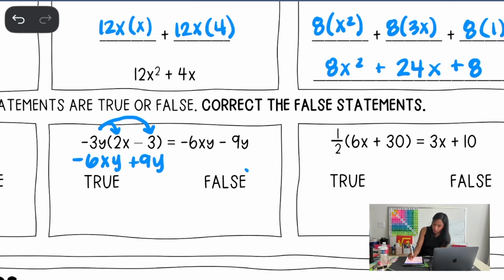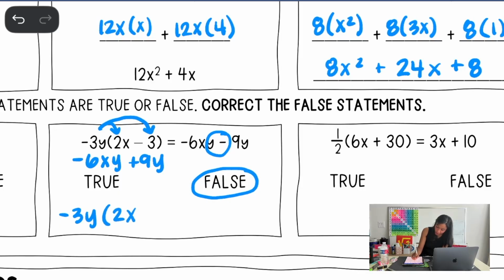This is actually going to be false. And that is because theirs has a negative 9y there. So I'm actually going to rewrite this. So negative 3y times 2x minus 3 equals negative 6xy plus 9y. That's how I'm going to correct that there at the bottom.